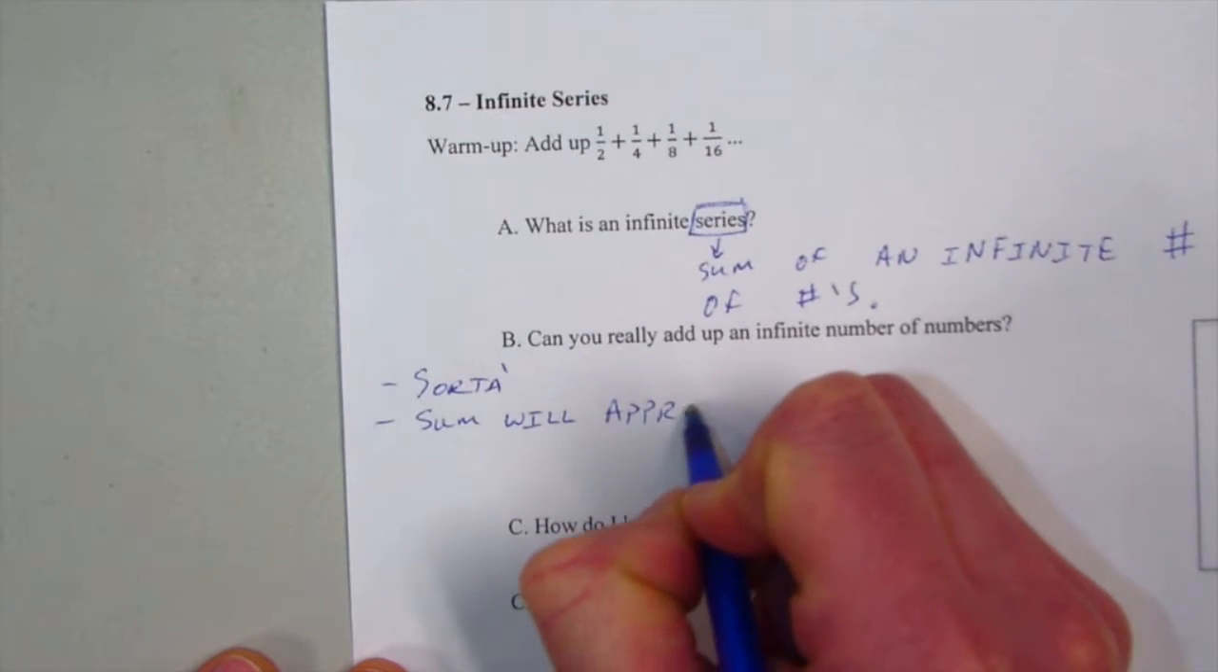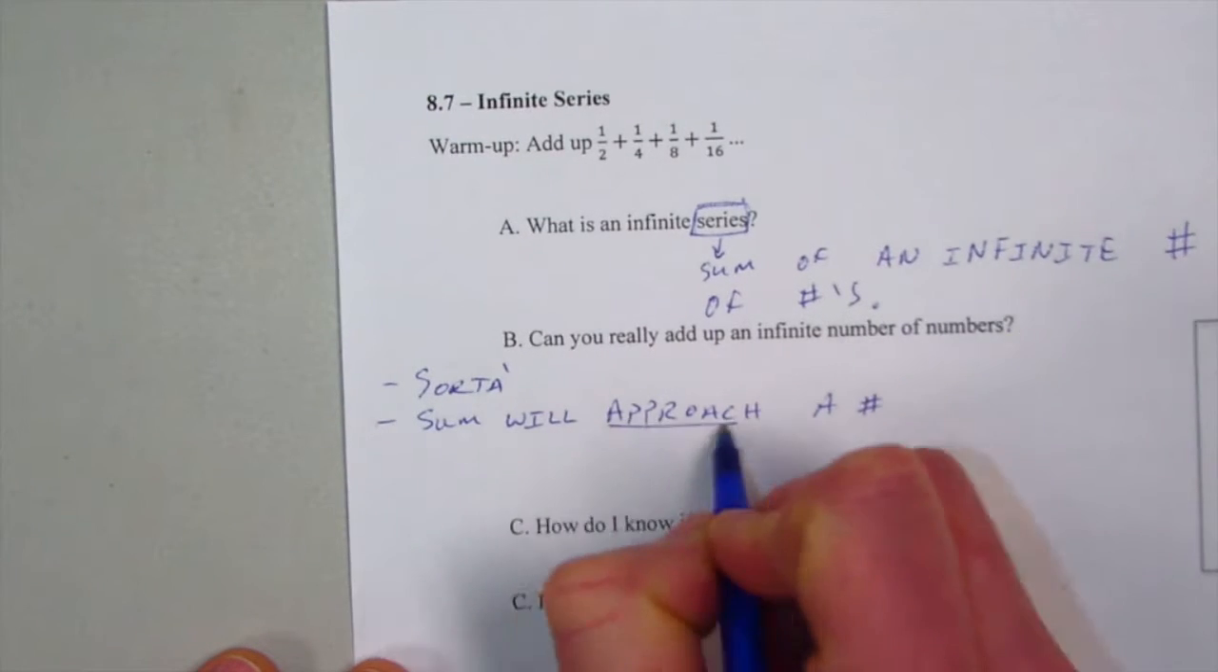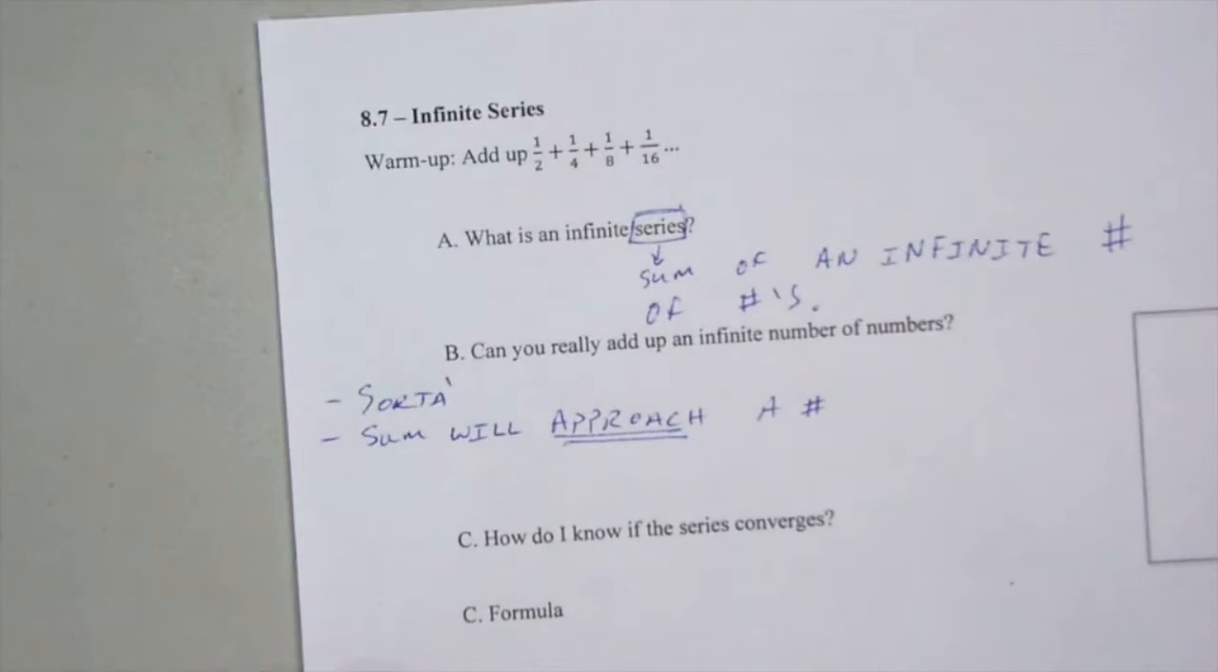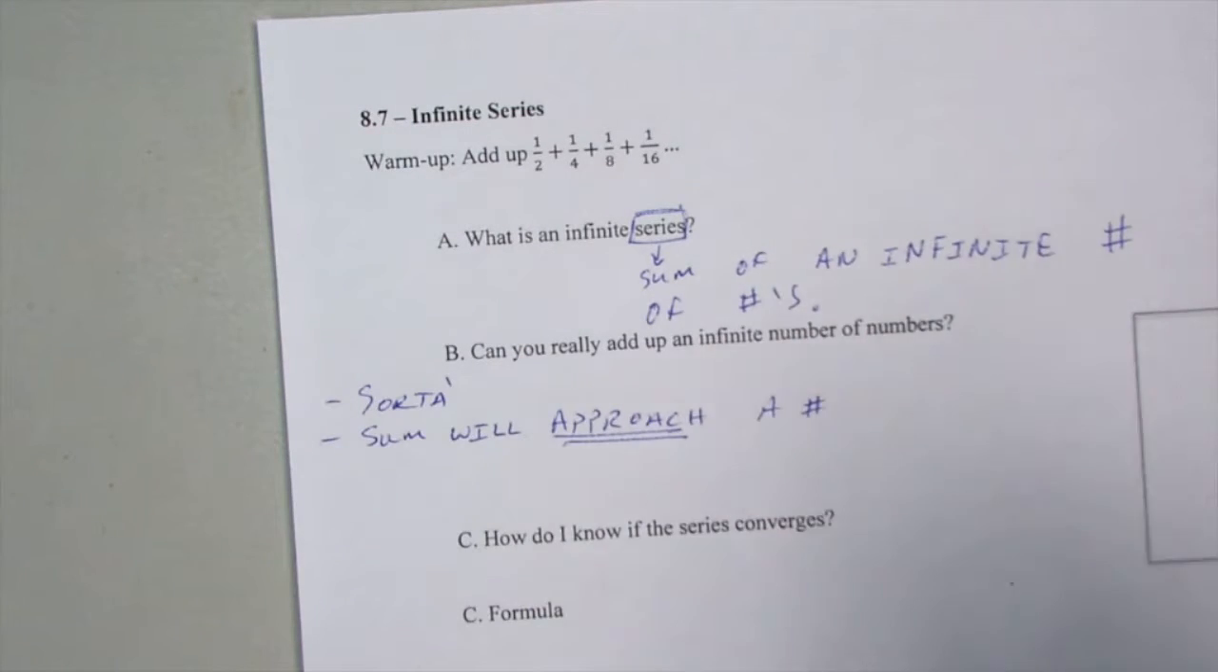So that word approach is the same word that we use when talking about limits. You're never going to arrive at an actual number, but we're going to get really, really, really close to it. So we're going to use the idea of limits to figure out what is that sum that we're getting closer and closer and closer to.